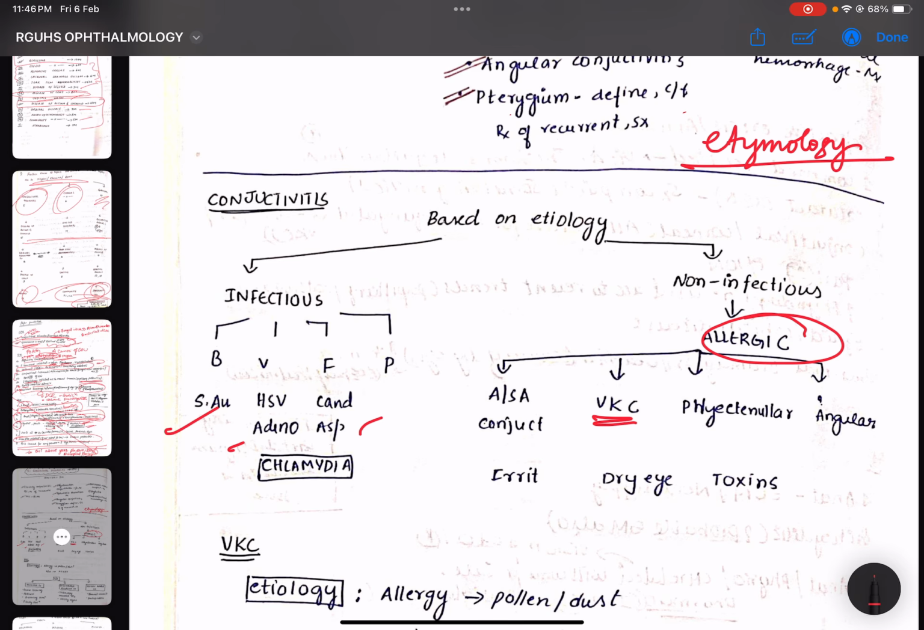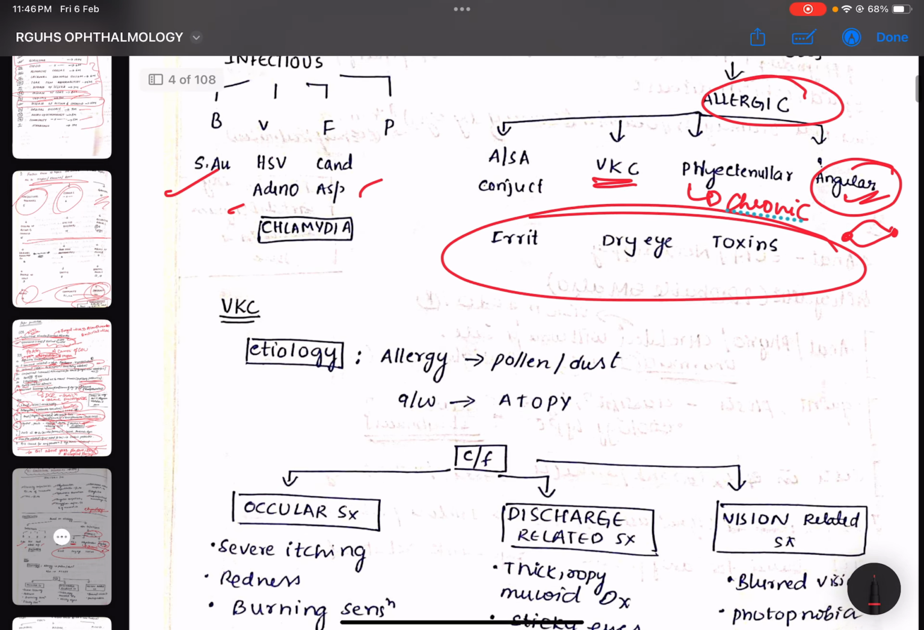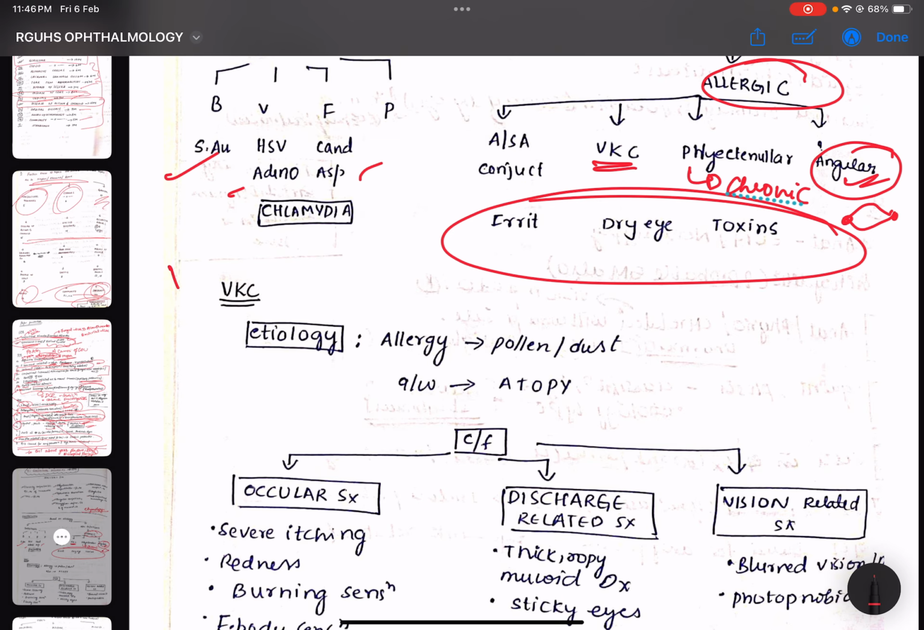Obviously you will know what angular has to say, but what does phlyctenular have to say? Whenever you hear this term, you have to think only of chronic disease, for example TB or COPD. What about angular? It is based on the inner canthus of the eye. This is one of the other presentations of bacterial infection. So when you know the normal infectious disease template which you can write, here you just have to fit in some other things, so that the remaining things stay the same. Based on this, let us dive into VKC first, because it's a short-answer marker.